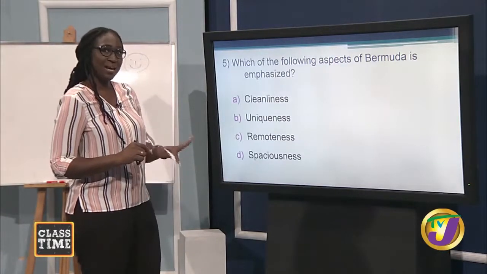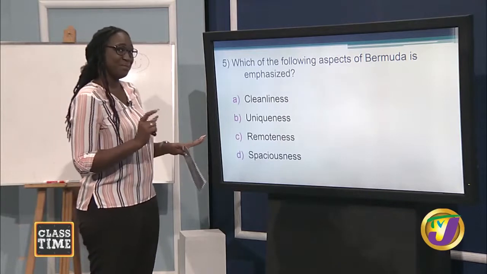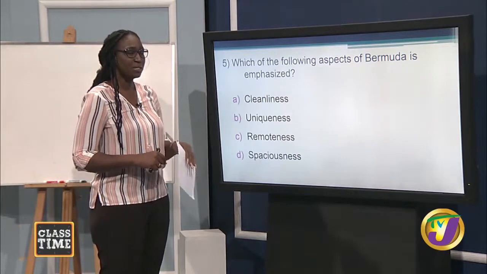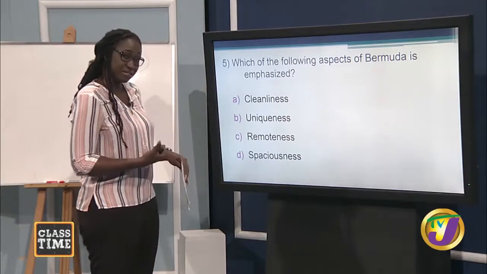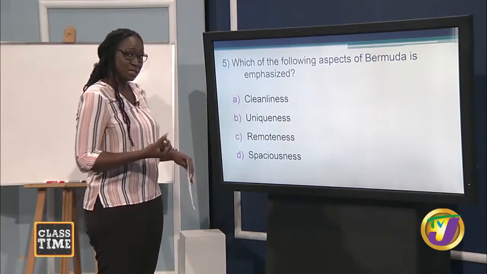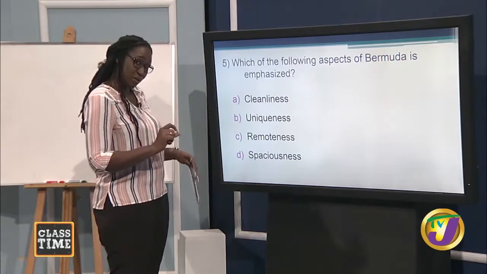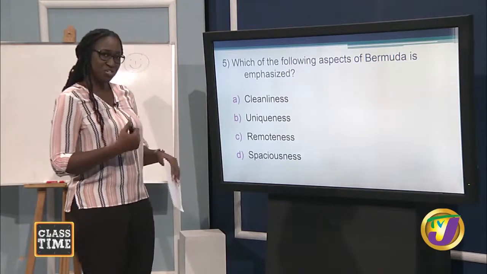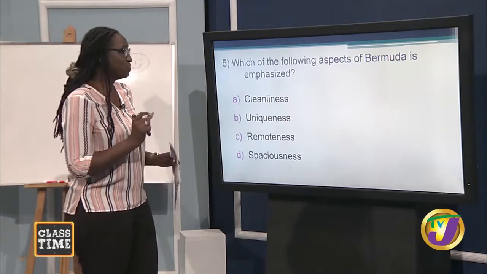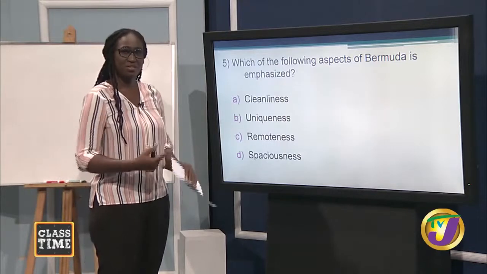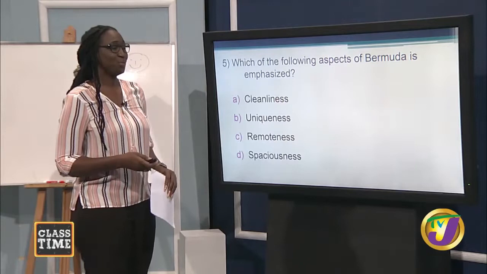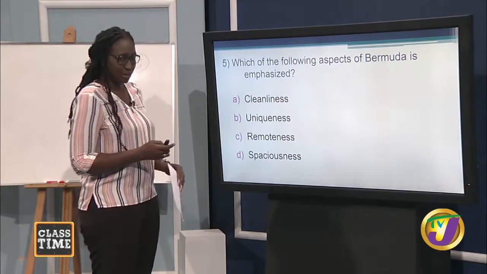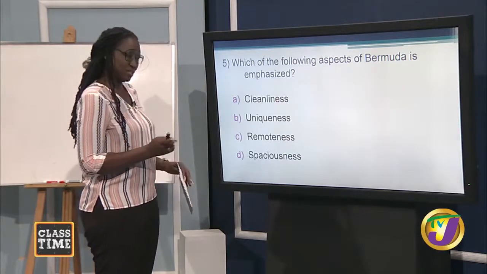Which of the following aspects of Bermuda is emphasized? So what was a lot of emphasis placed on? The cleanliness of it, the uniqueness of it, the remoteness of it, the spaciousness of it. Which of these did the writer put a lot of emphasis on, say a lot about? I'm sure you know which one it is. It's not cleanliness, not spaciousness.